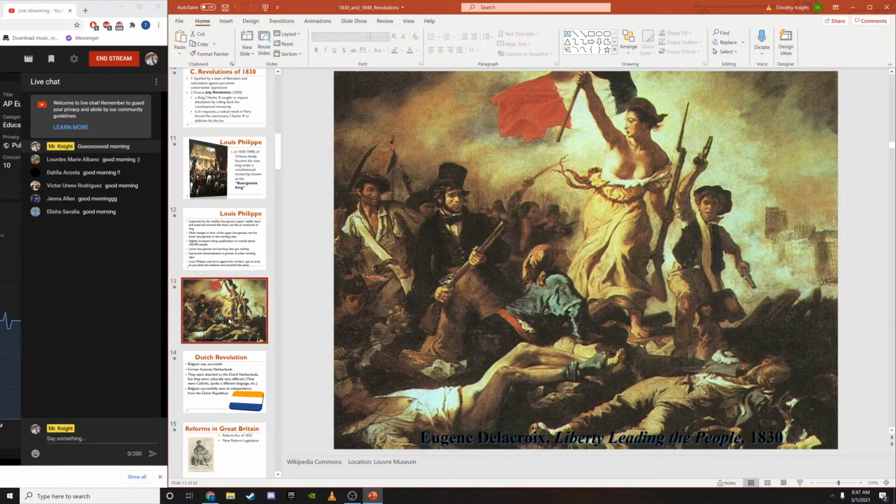Here you can see that famous painting I told you about, Eugene Delacroix's Liberty Leading the People, from 1830. This is that giant painting that hangs on the wall of the Louvre Museum in France.